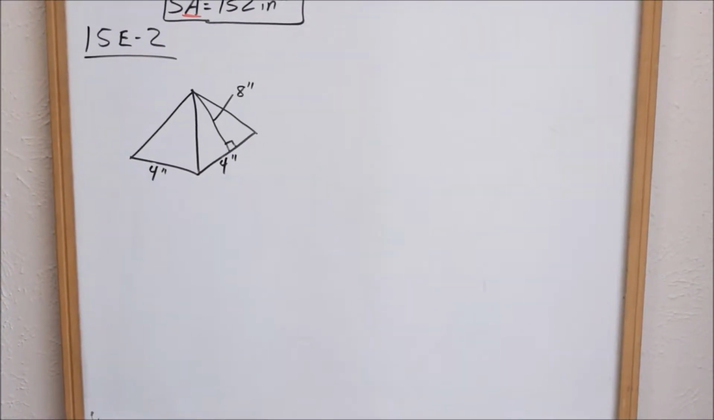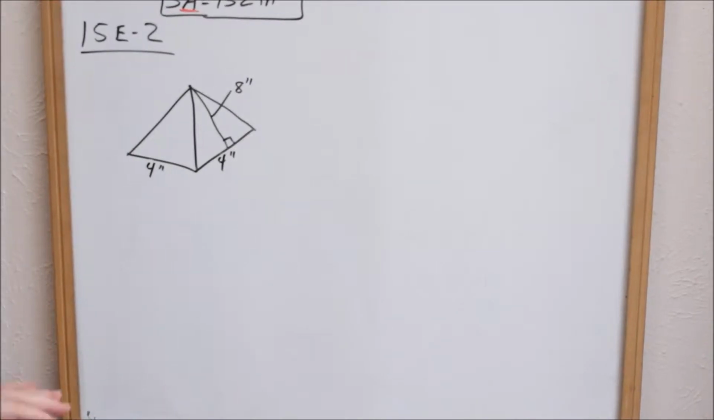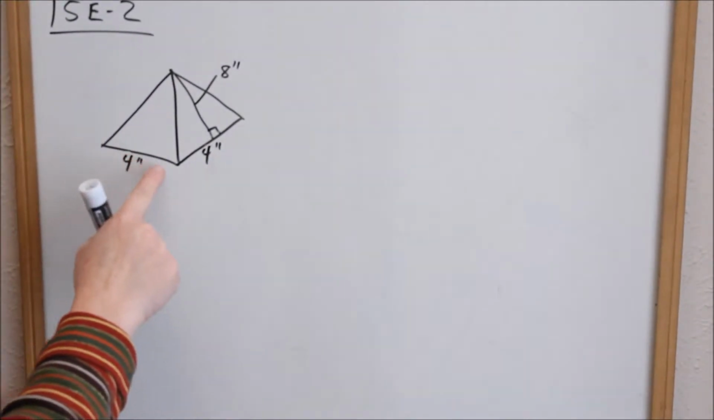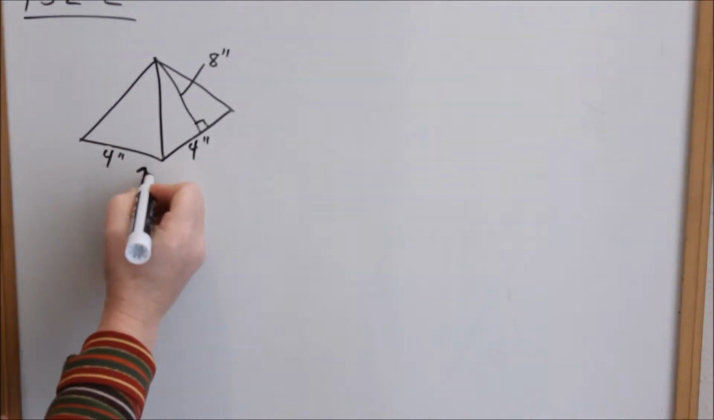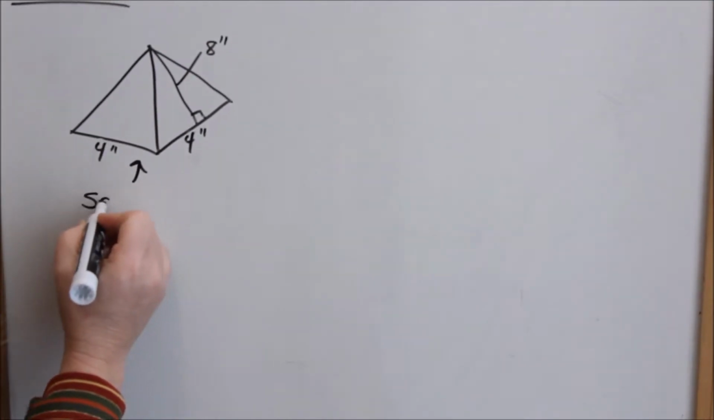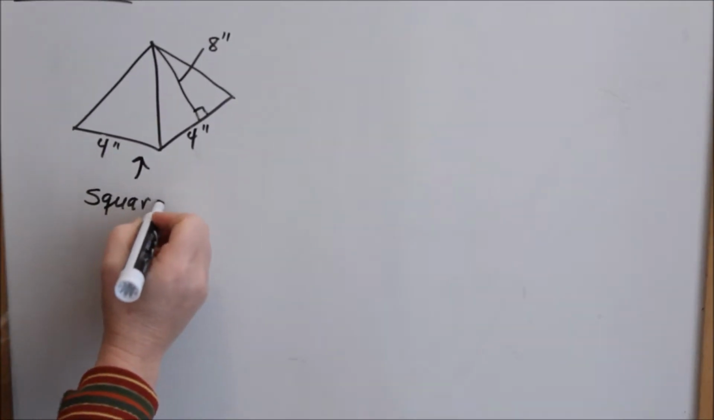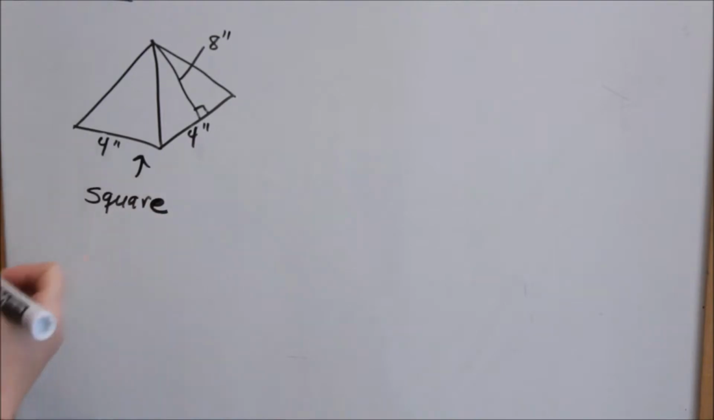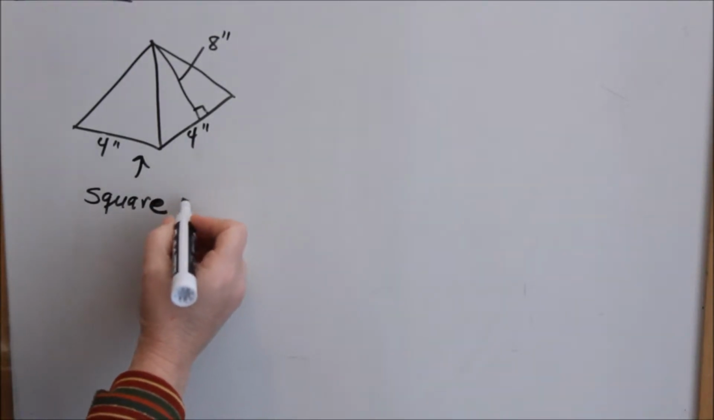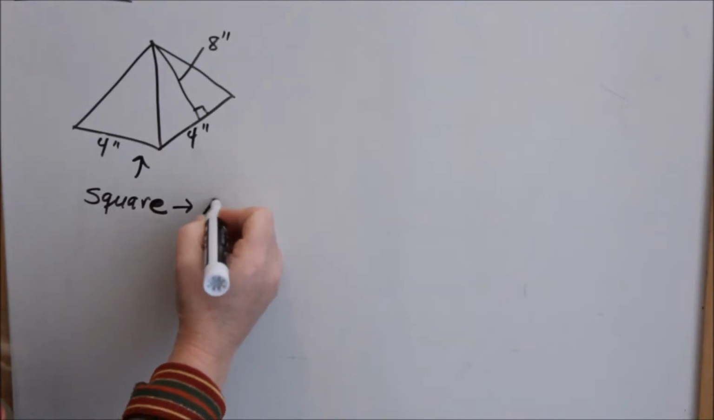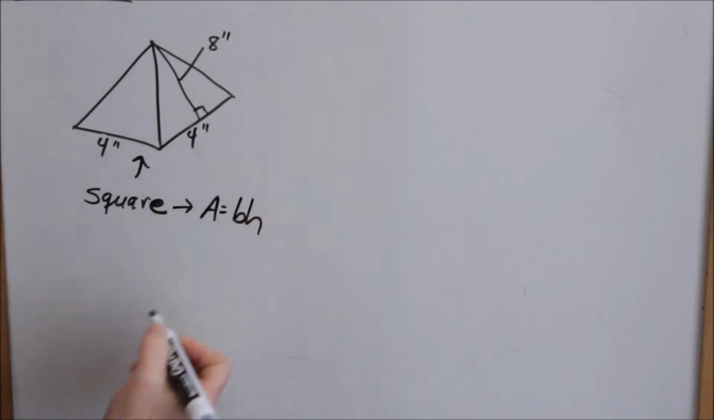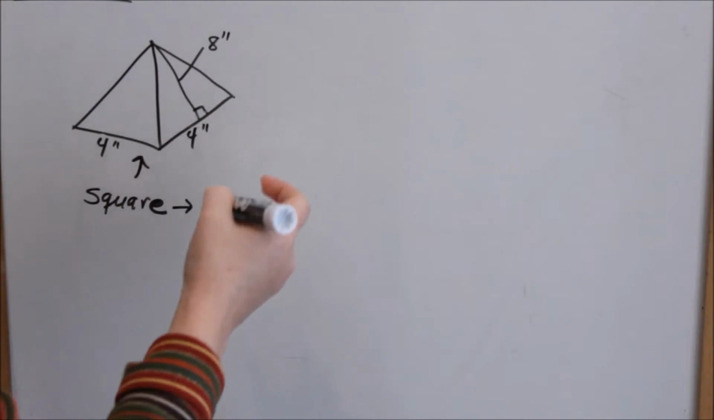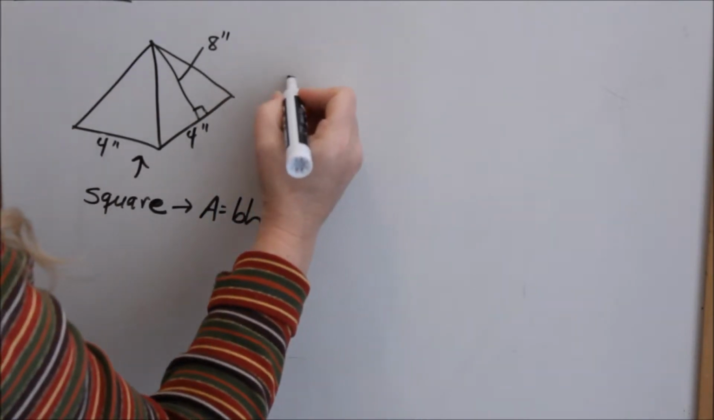The first thing you need to figure out is what shapes it's made out of. Okay, so you can see that bottom shape is a square. A square is just a special rectangle. A square is a rectangle where all the sides are the same. So to find the area of a square, you're still doing base times height. Okay? Now you can see all the sides are triangles.